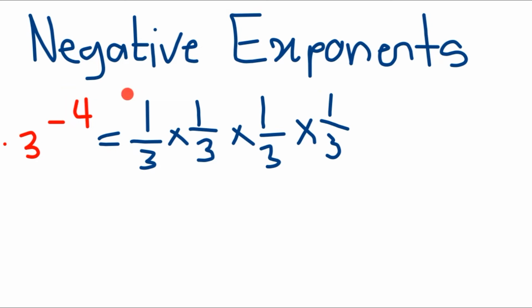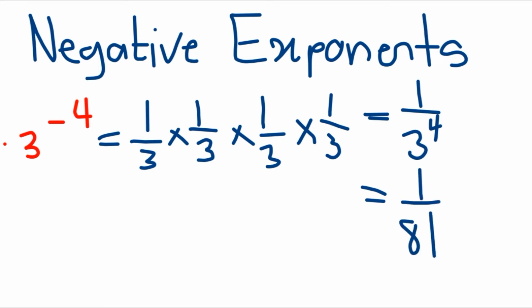And this whole thing can further simplify to 1 over 3 to the power of 4. And 1 over 3 to the power of 4 can be written as 1 over 81. So that will be your final answer there.